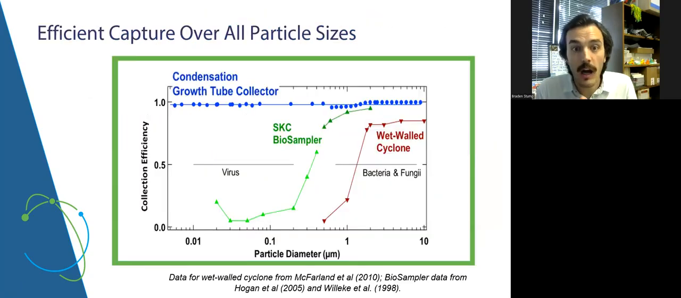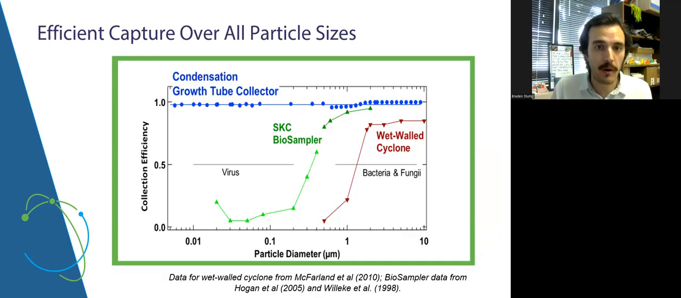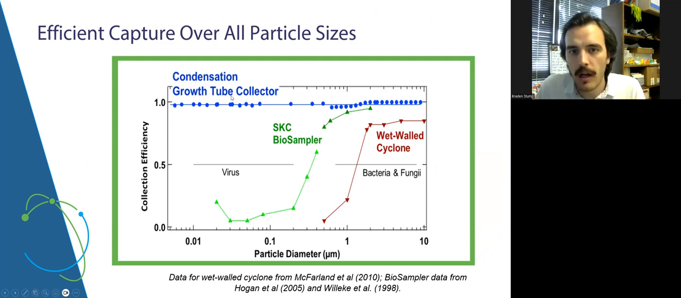Cool. So first, talking about the efficient capture of nanoparticles, but also all particle sizes. We'll be bringing this graph up again when we talk about the theory of how our instrumentation works. But that said, if you look here, this is the water condensation growth tube sampler collector. CGT, or condensation growth tube, is used interchangeably.